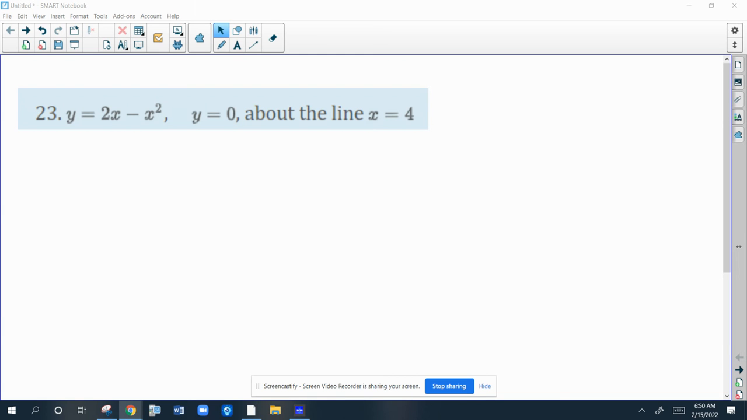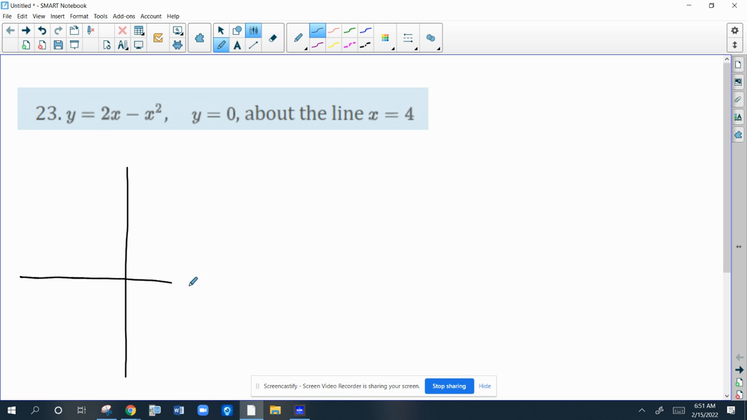So we're going to calculate the volume by revolving this graph and y equals 0 about the line x equals 4. So the first thing, as usual, is to draw this up. If you factor this, you will see that the x-intercepts are 0 and 2. You know it's a parabola that opens upside down, so it's going to look something like this.